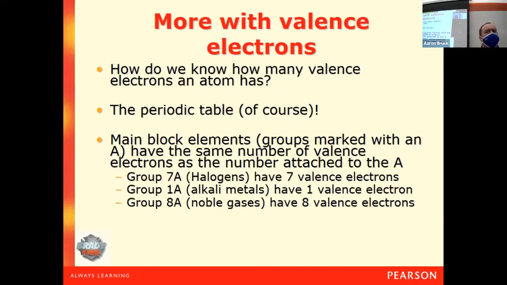The question before us, if valence electrons are all about what causes bonding, is how do we even begin to know how many valence electrons are in an atom? And the answer there is the periodic table. So if you have your tables on you, this would be a good time to do some adding.